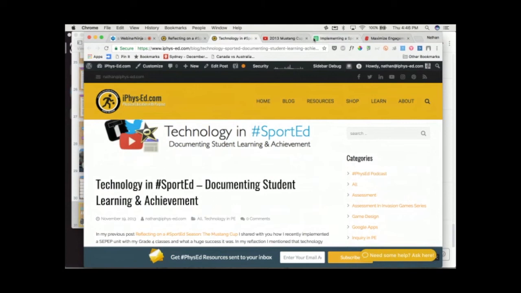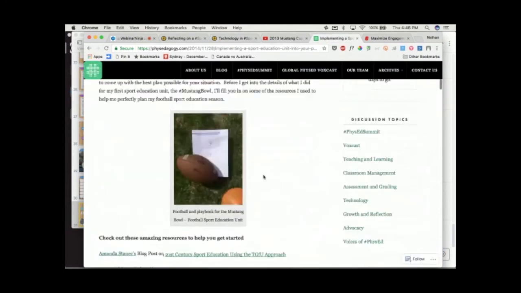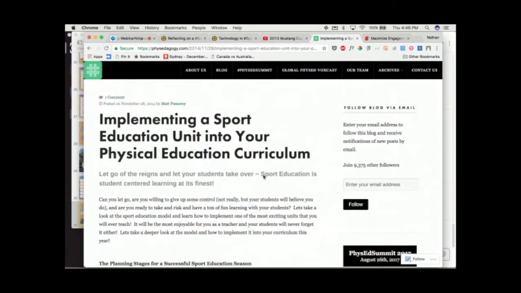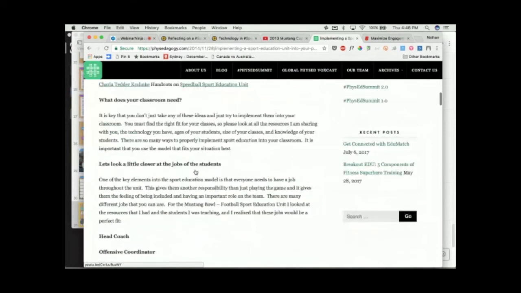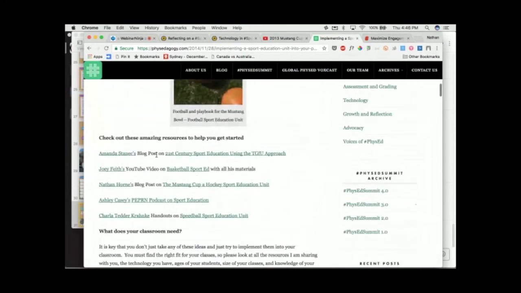And I'll also share with you a couple of other blog posts, one from Matt Pomeroy from iPhys-Ed.com about implementing a sport education unit in your curriculum, which will give you another view on how to do it, what sort of things you need, as well as some links to other people who have run sport education units.